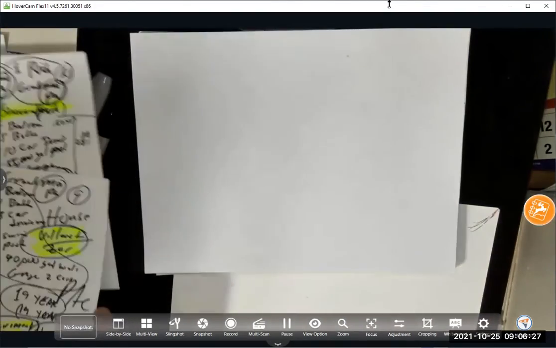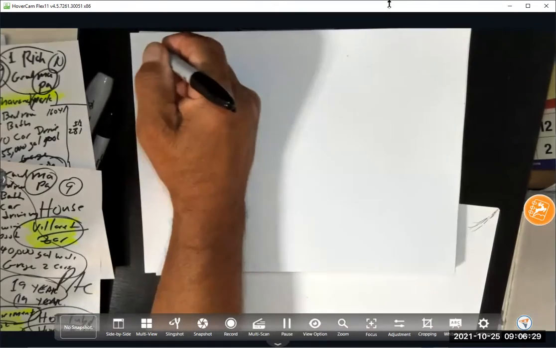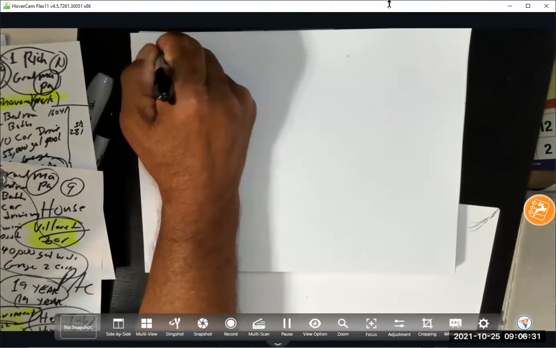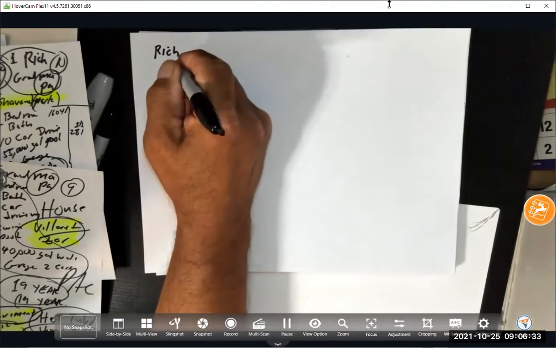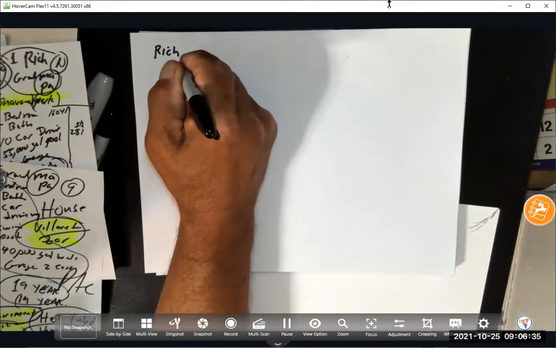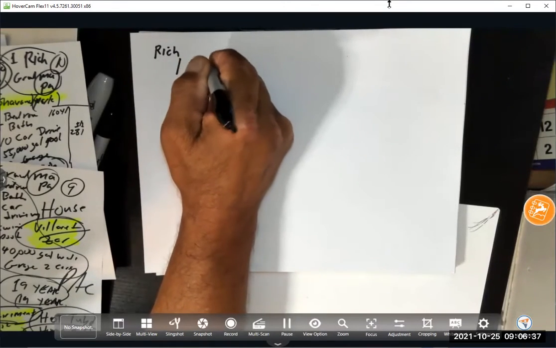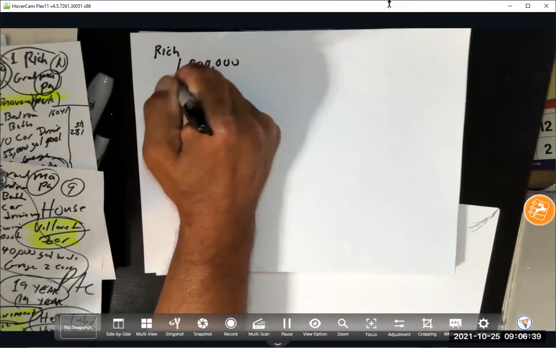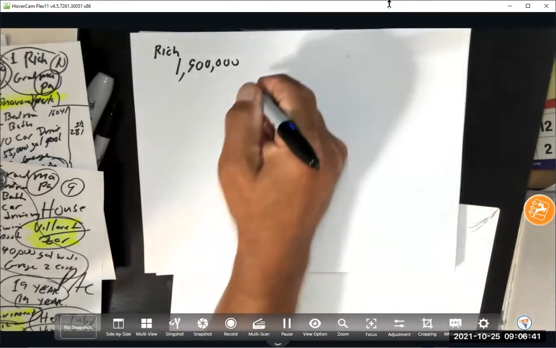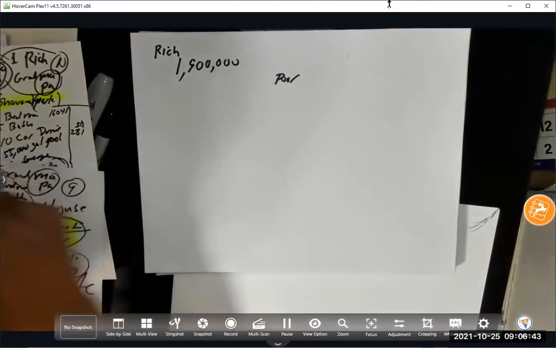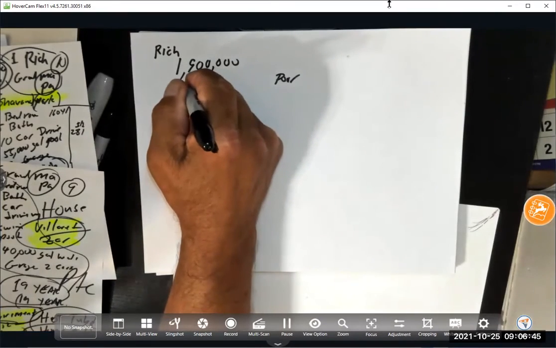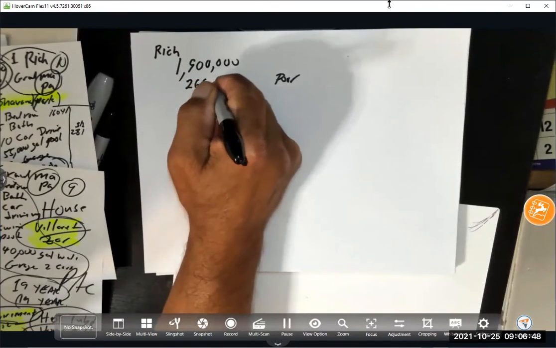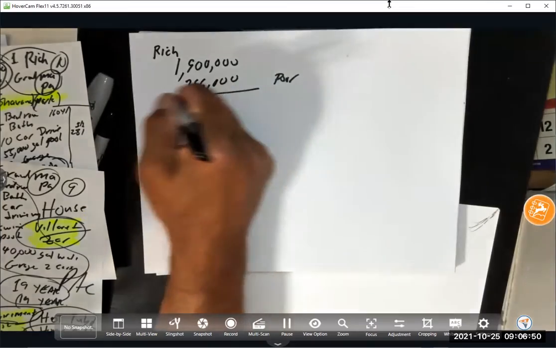So rich grandma, what did they have? They had 1,900,000. And poor grandma over here, she had what? She got $266,000. There you go. All right.